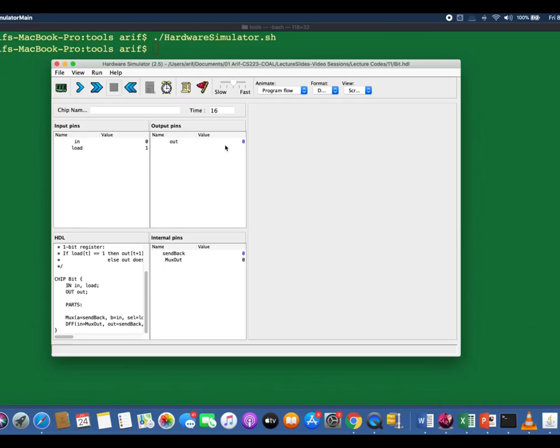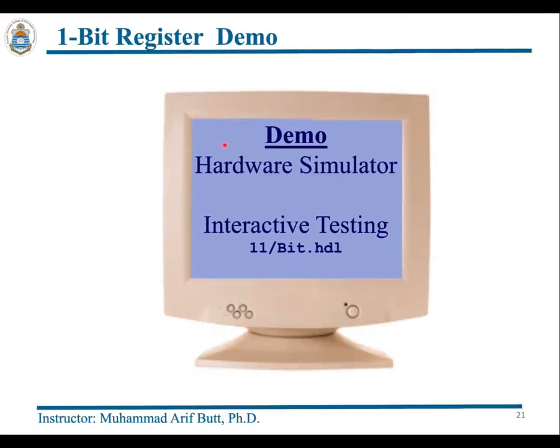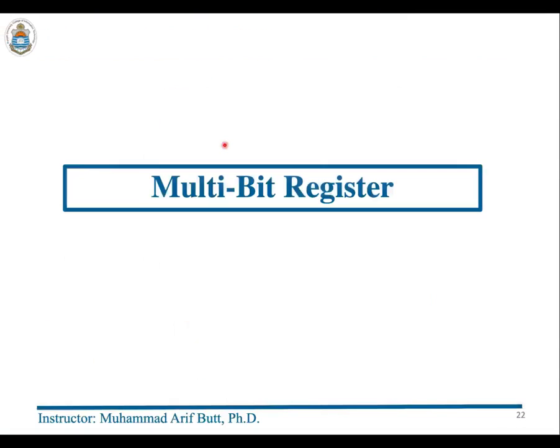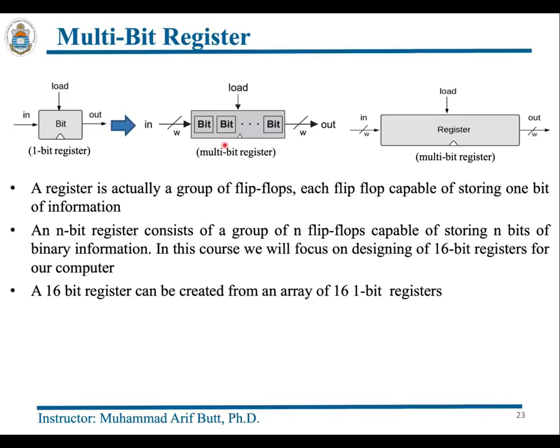So let us fall back to the slides. Now we know how to design a single bit register. Let's try designing a multi-bit register as well. So dear students, a register is actually a group of flip-flops. So this is a multi-bit register having multiple of these bit cells. Each bit is capable of storing 1 bit of information.